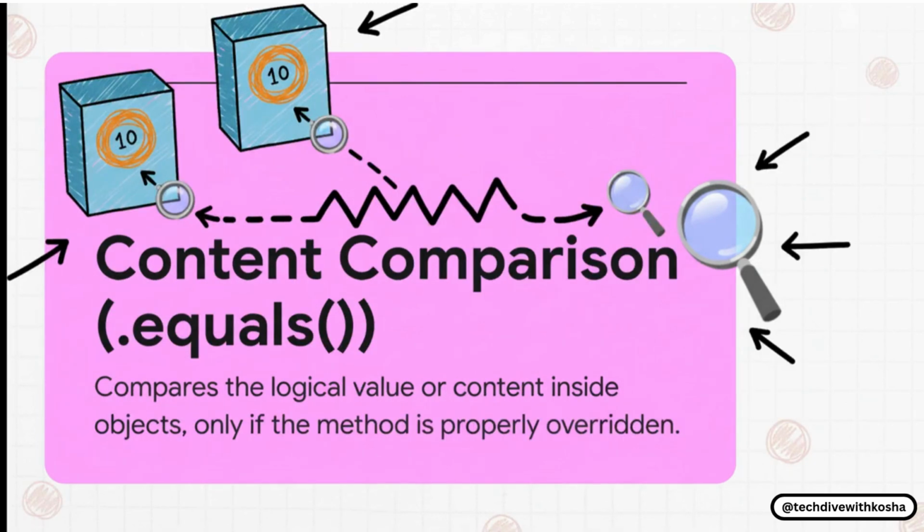Now let's look at dot equals. This method couldn't care less about memory addresses. Its job is to look inside the objects and compare their actual values. It asks, logically, do these two objects represent the same thing? And since both objects contain the number 10, the answer is a clear yes, so it returns true.